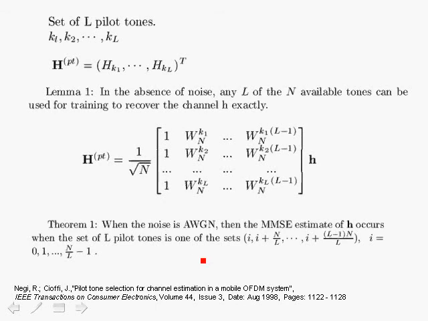We haven't done any particularly complicated mathematics here. We refer to the paper if you're interested. But what we're basically saying here is that if the channel impulse response has L significant samples, then if you have L pilots within your N tones, you can exactly estimate the channel impulse response, and therefore the channel frequency response, if you have zero noise in the channel. The second theorem says that even if you have additive white Gaussian noise, the best minimum mean square estimate of H occurs when these pilot tones are spaced equal distances apart, as shown over here.